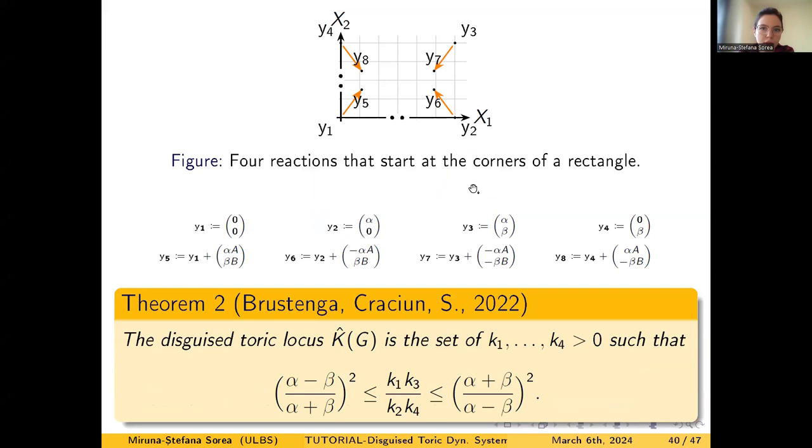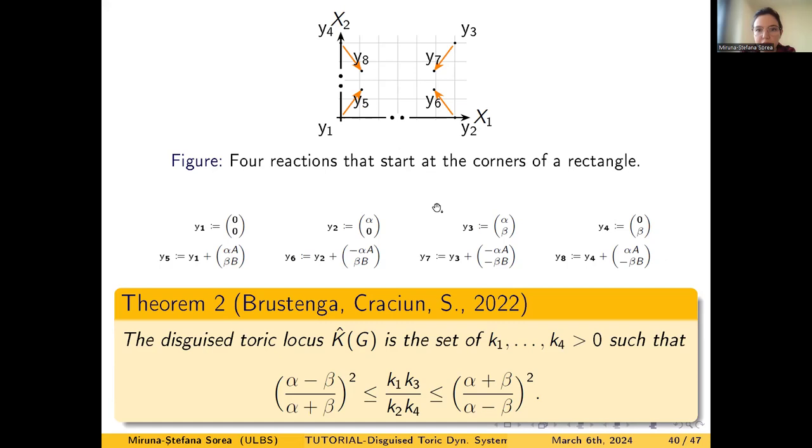What we did next was to generalize this to the rectangle, where you can have lengths A and B, so these two dimensions. The dimensions of the rectangle here, we denoted them by alpha, respectively beta.